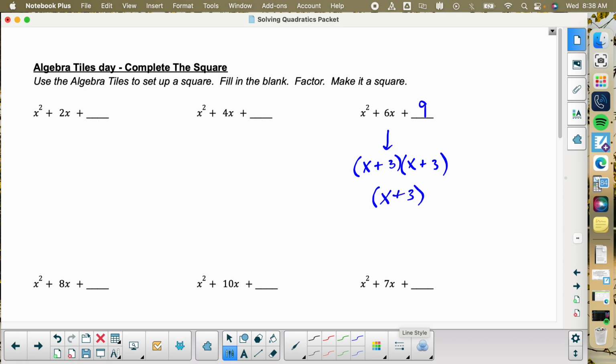And then since we were able to factor it into two of the same item, we can write it as a square. So this is pretty much where the name completing the square comes from.